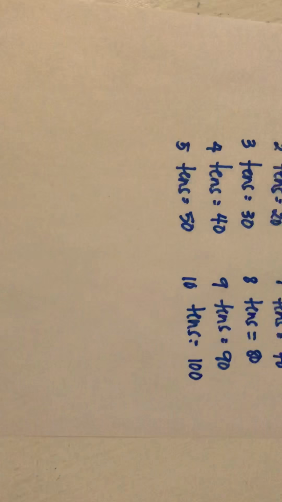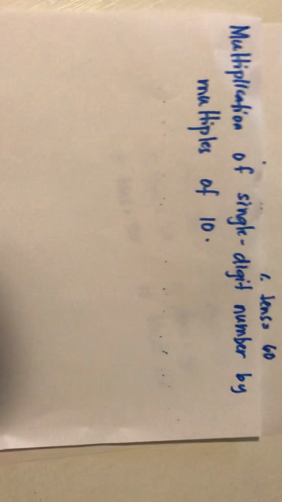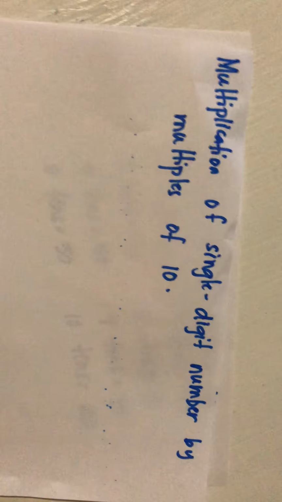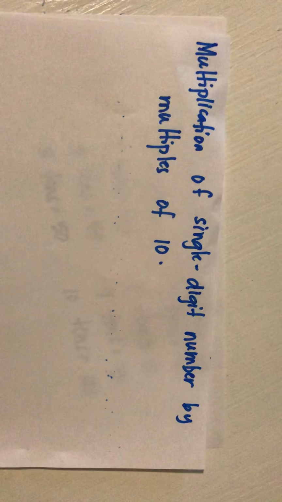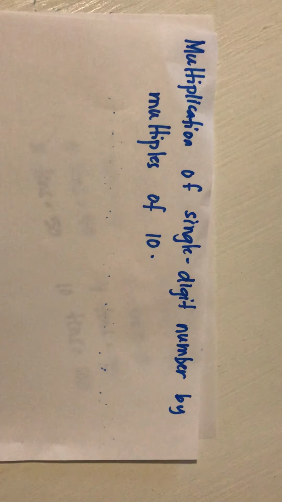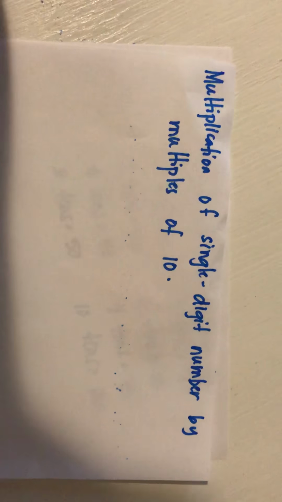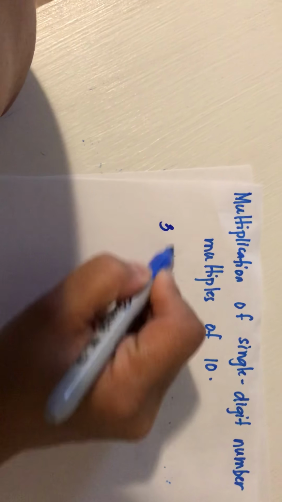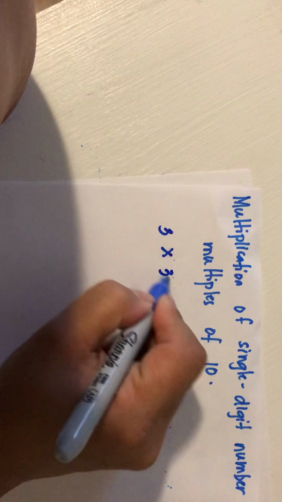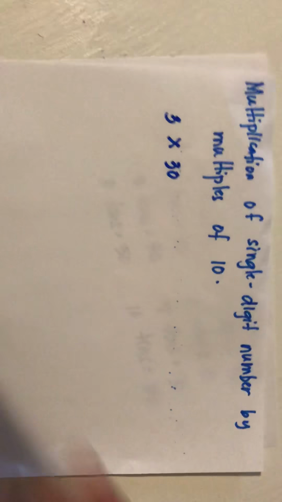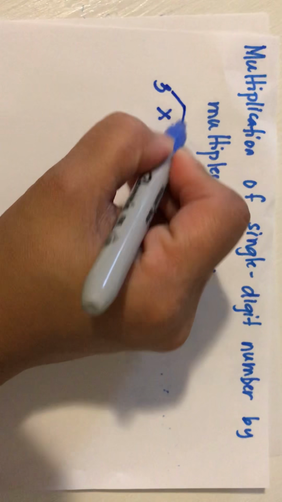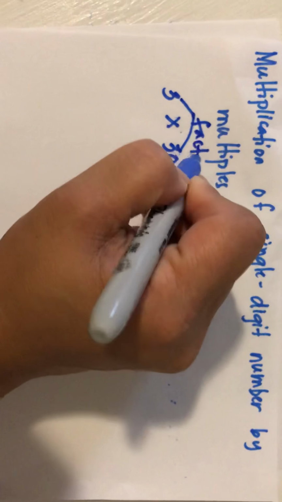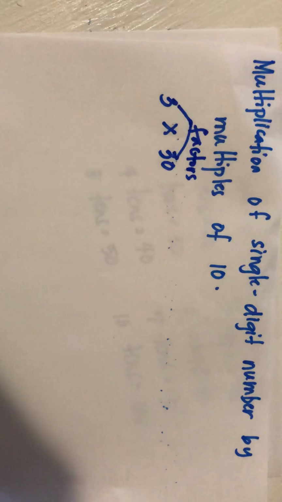So let's go to our lesson for the day. Like I said, we're gonna do multiplication of single digit number by multiples of 10. Let's say for example, I have three groups of 30, or 3 times 30. So the numbers 3 and 30 are called the factors. These are the numbers that you multiply.